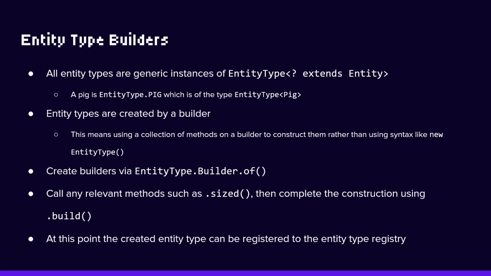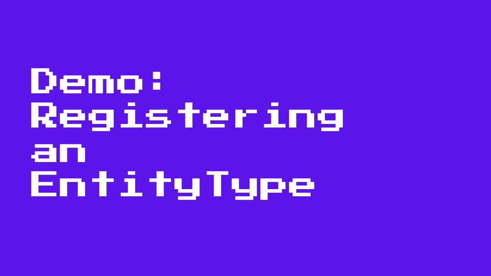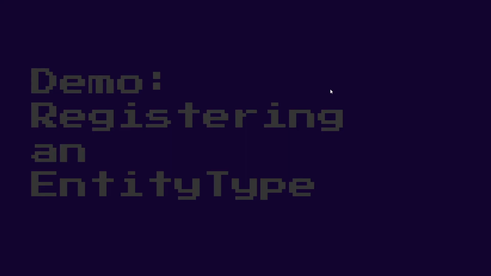A builder is basically a collection of methods that help create the object versus just calling its constructor, like new EntityType. And so you can create those with EntityType.Builder.of, which we will do in our demo. And then you can call any relevant methods like setting the size or if it's immune to fire, that sort of thing. And then you put .build, and then it builds it into an actual entity type, which you can then register. So that's entity types. So now we're going to register an entity type. Let's do this.